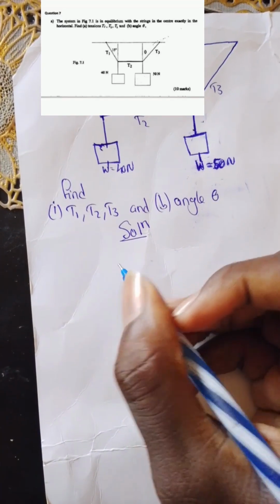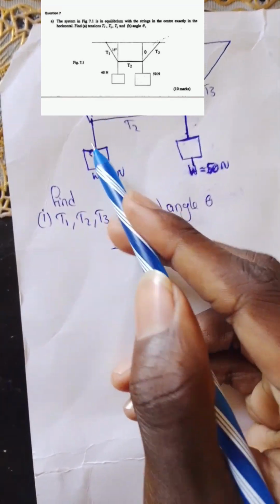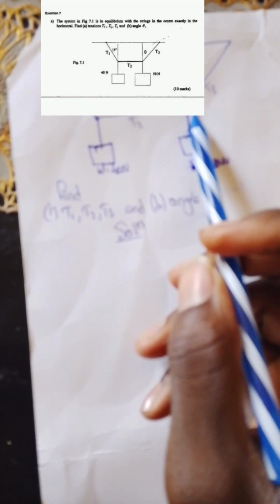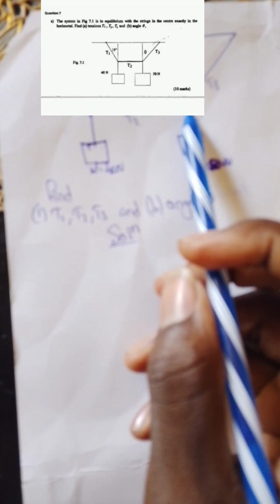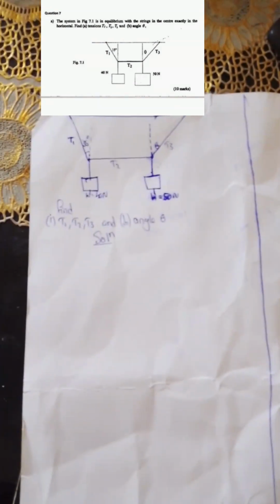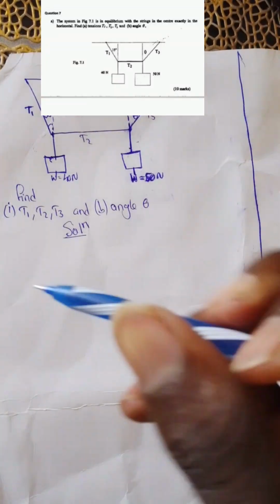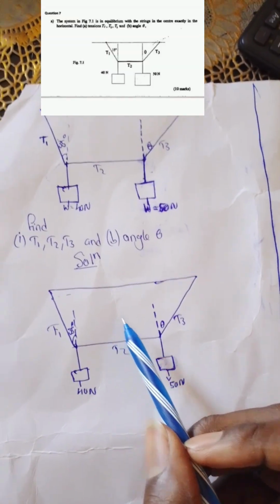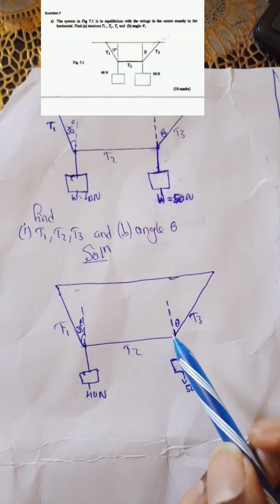So we are going to resolve this into the x component and the y component. We're also going to resolve this into the x component and the y component. So how do we go about it? Let me just redraw it again. Yes, so I have redrawn the object. Now let's resolve this into the x component and the y component.